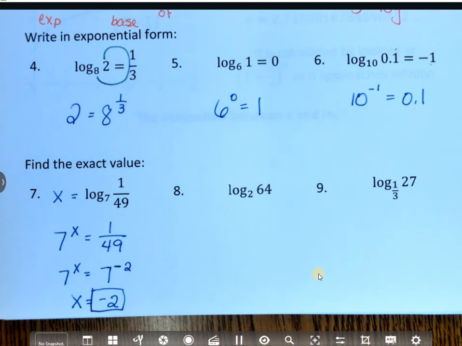Yes? If you can look at it and know, great. Because it says just find the exact value. If you need to do the steps, do the steps. I want you guys to try number 8. We'll do number 9 together.